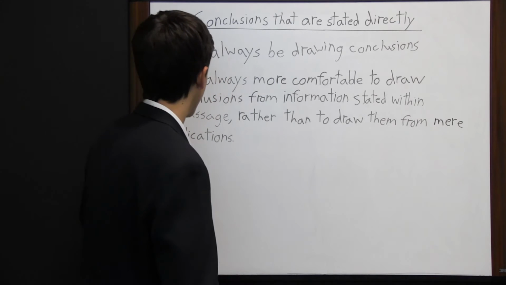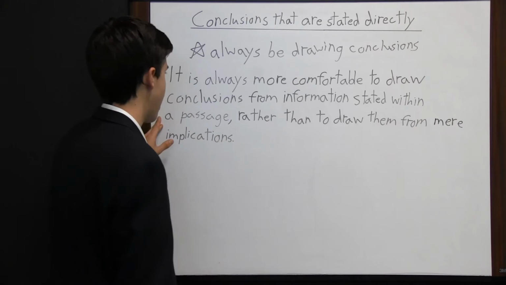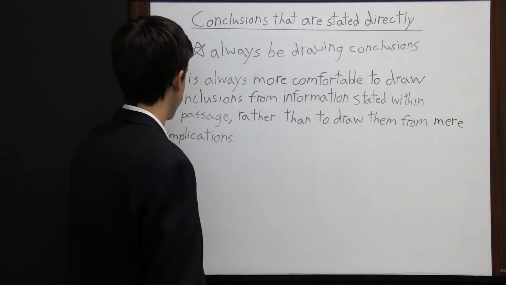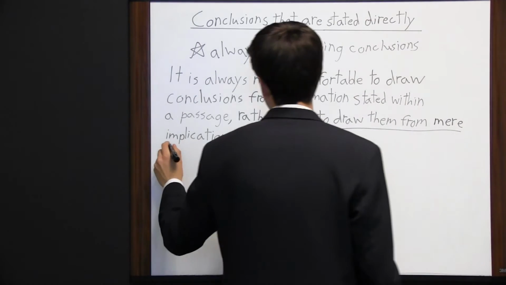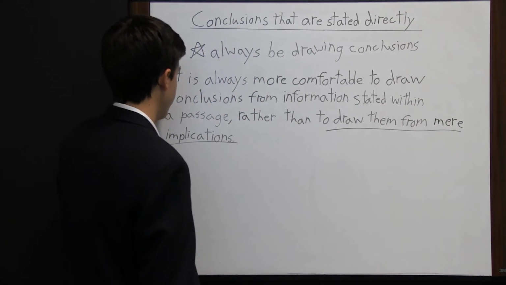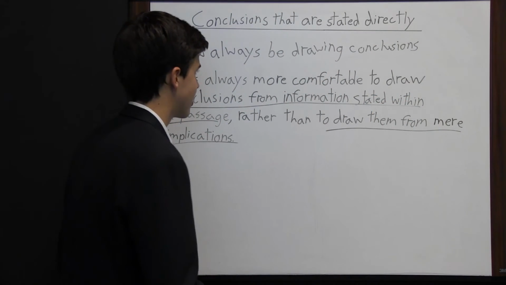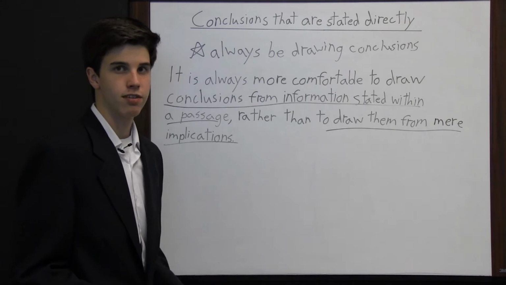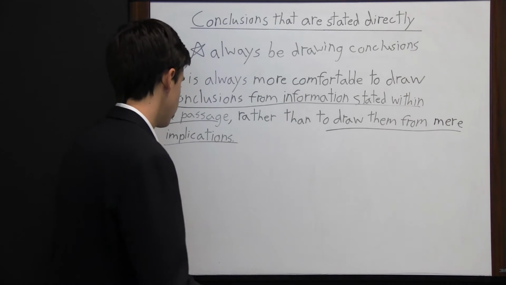Read this sentence. It is always more comfortable to draw conclusions from information stated within a passage rather than to draw them from mere implications. So when we're talking about drawing them from mere implications, that's called inferring. Now, when you're able to draw conclusions from information stated within a passage, that's talking about when a conclusion is stated directly. So these kinds of passages are pretty easy because the information is going to be stated directly.